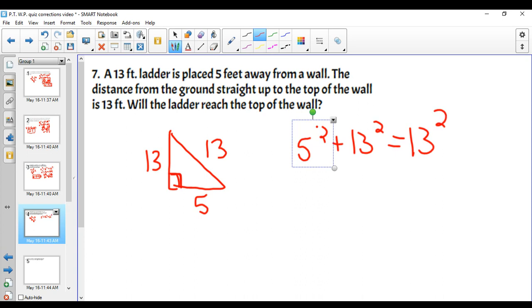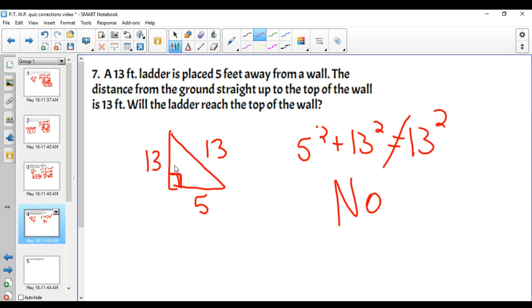Well, right from the beginning, I don't even need to solve this, right? Because if this is 13 squared and this is 13 squared, well, those are equal to each other. But if I'm adding a 5 squared over here, I know that the left side is going to be a bigger answer than the right side. So just logically looking at it, I can tell that no, it's not going to be true.